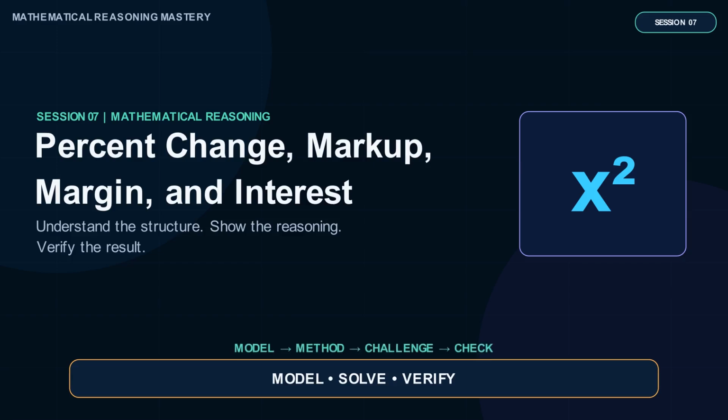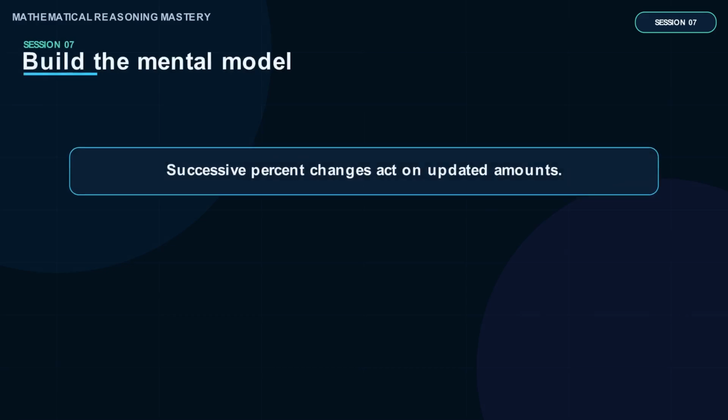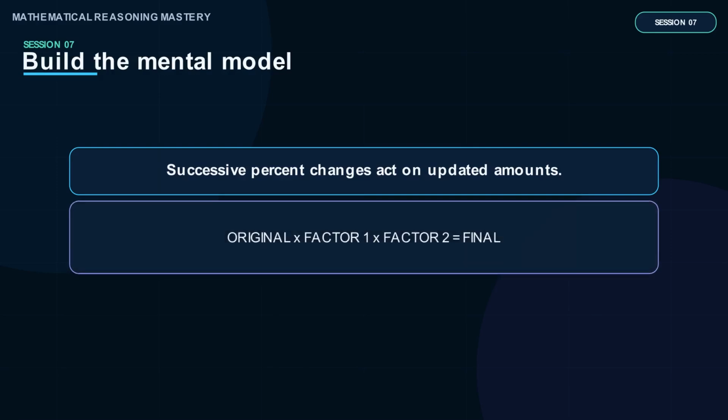Keep a pencil ready. We will build a mental model, use a repeatable method, solve a demanding example, diagnose an error, and finish with an independent checkpoint. Start with this principle. Successive percent changes act on updated amounts. Use this visual structure. Original x factor 1, x factor 2 equals final. Read every symbol and label before calculating.